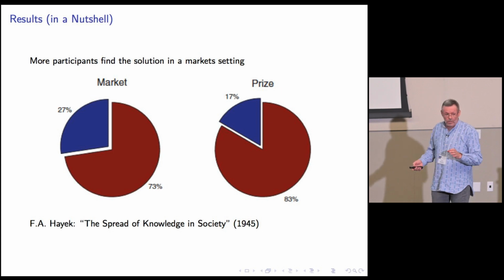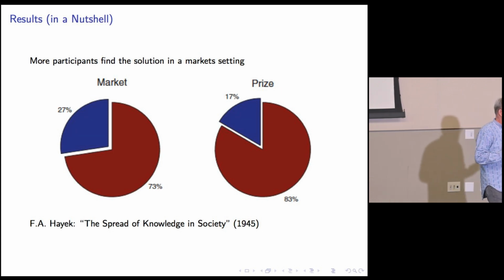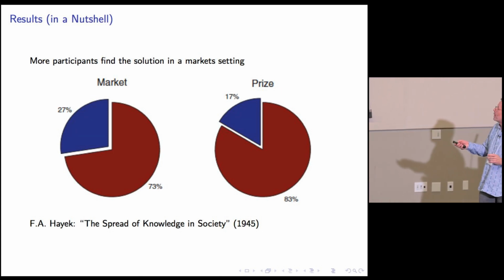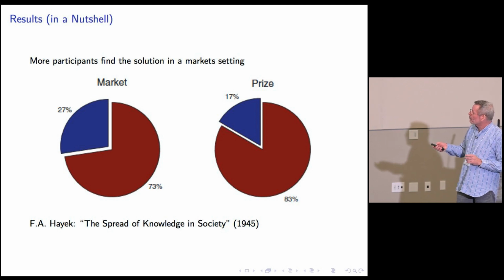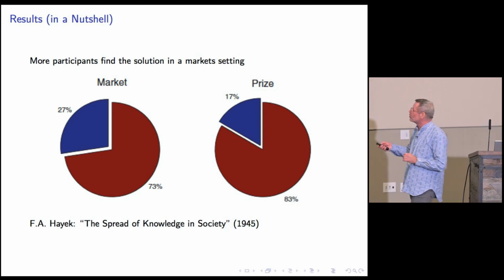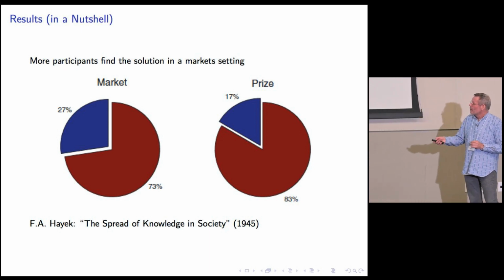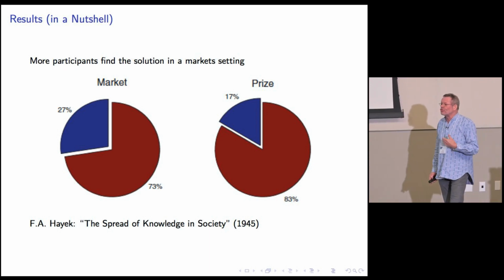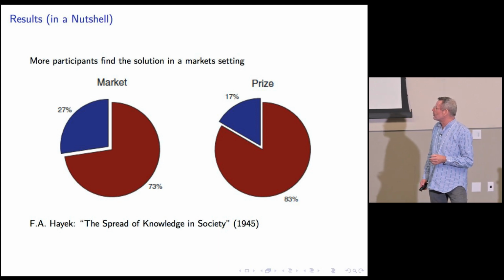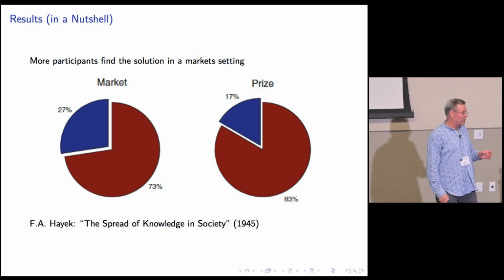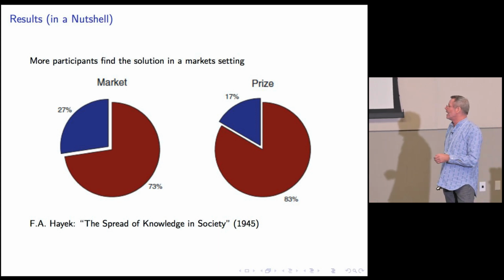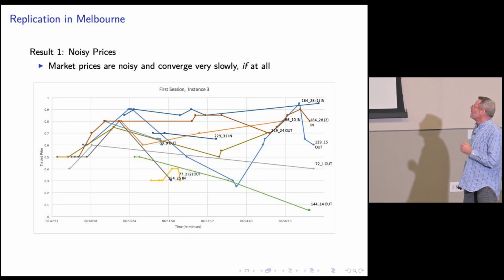And here is just the key takeaway from this. These markets actually do better than the price system. So the percentage of people who find the optimal solution is higher than under the price system. So it's really like Hayek predicted or conjectured in the spread of knowledge in society. Fantastic, but then the question is why, right? And can we improve? So we replicate this in Melbourne.